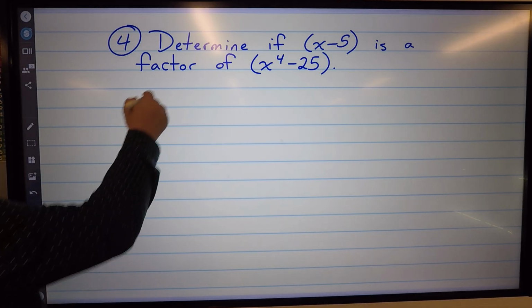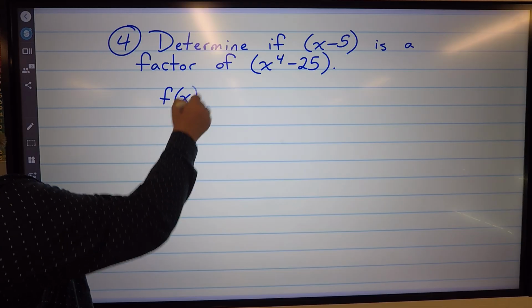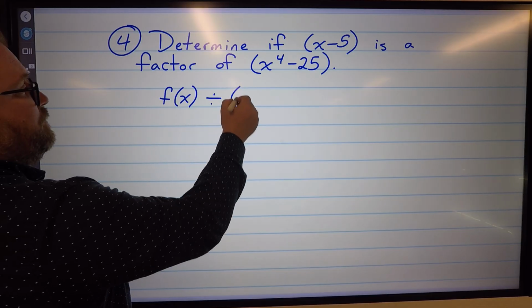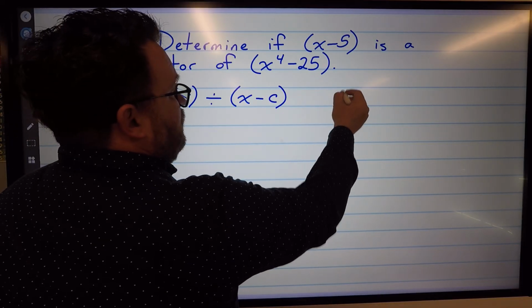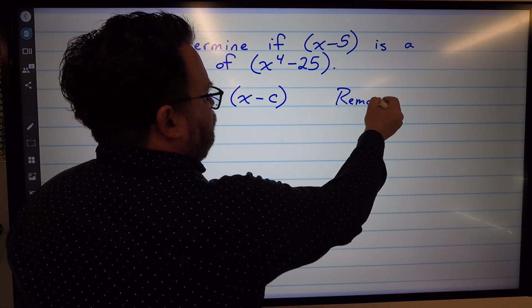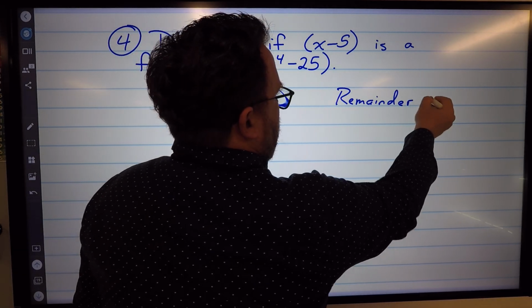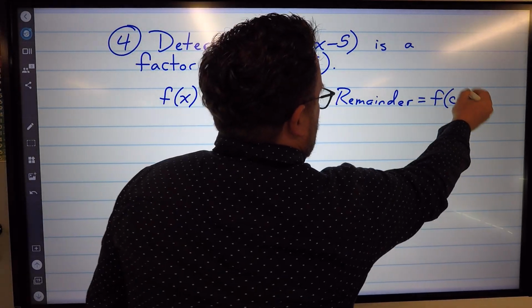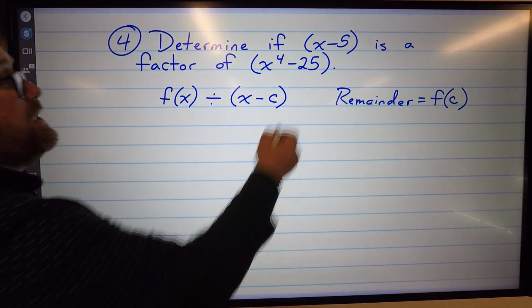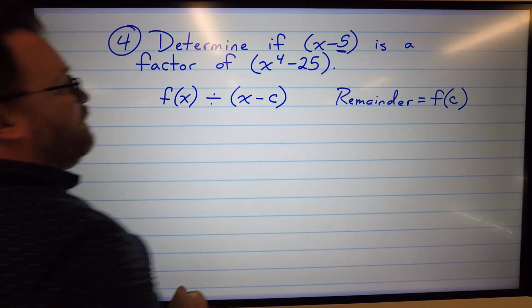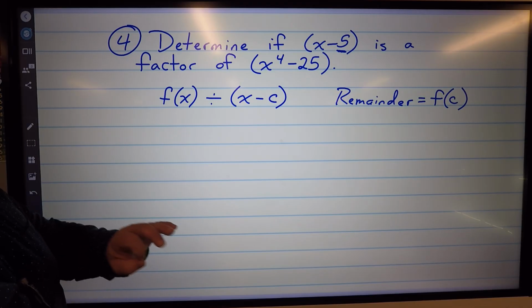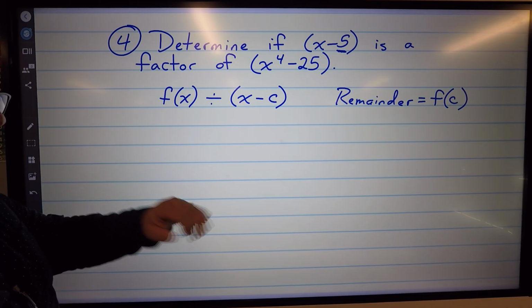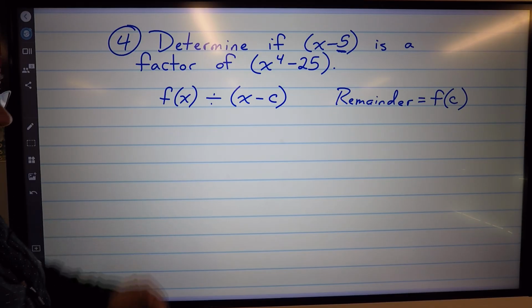Now the remainder theorem states if you have some function f of x and you divide that by some linear expression x minus c, then the remainder is going to equal the function evaluated at c. So in this case, our c is 5. So we're going to evaluate x to the fourth minus 25. Now the factor theorem states that if that remainder is 0, then the linear expression is a factor.